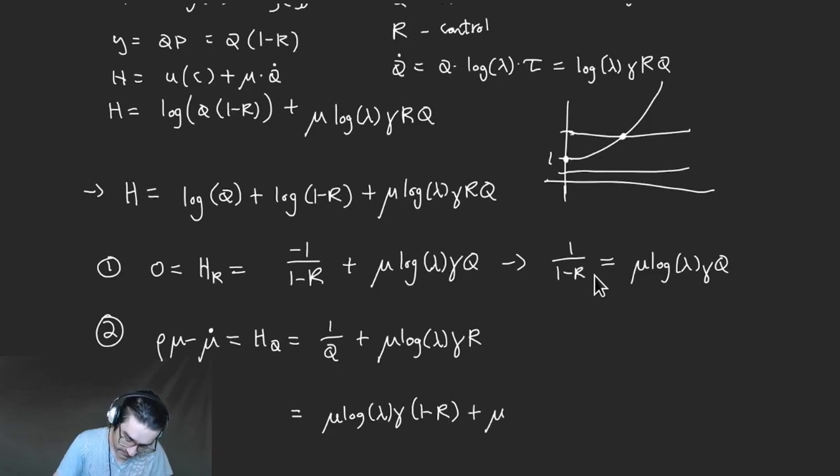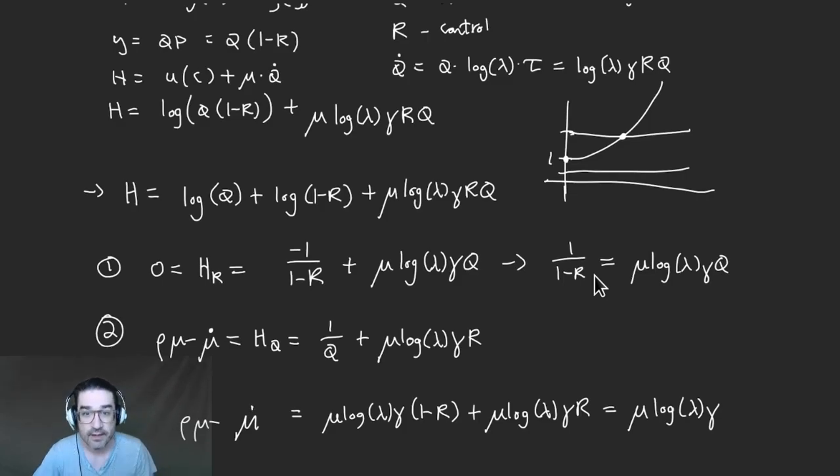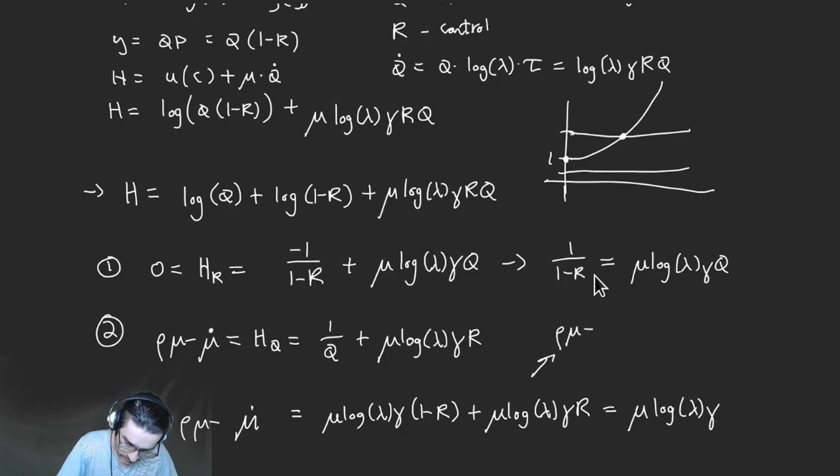And then the second term is the one that was already there, mu log of lambda gamma r, which, even more conveniently, exactly cancels. The r's are going to cancel. So it's just something times (1 minus r) plus something times r, where the something in this case is mu log of lambda times gamma. And then on the left-hand side, I'm going to get rho mu minus mu dot. That's what we get. But let's summarize this. So we get rho mu minus mu dot is equal to mu.